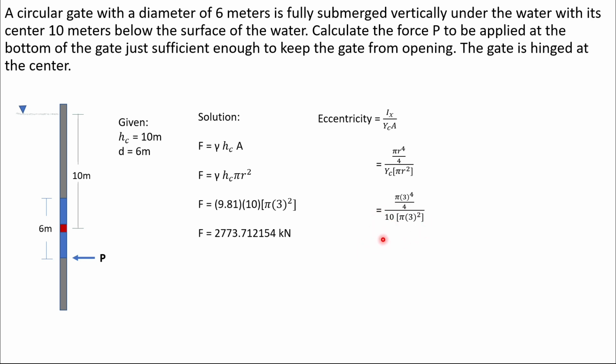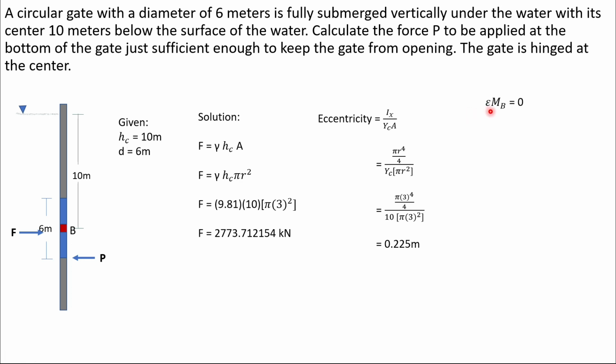And then simplifying this equation, we now have the value of eccentricity 0.225 meters. So our force F is located 0.225 meters below the center of gravity of the gate. So our force is located right somewhere here. And now we will apply the moment of force here at the center. Let's say this center point B.